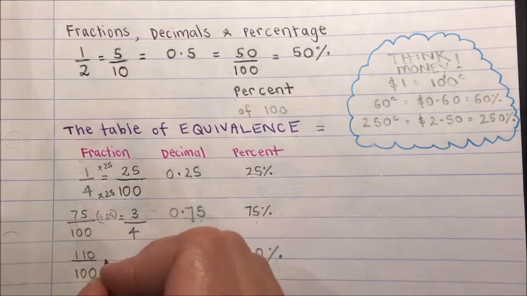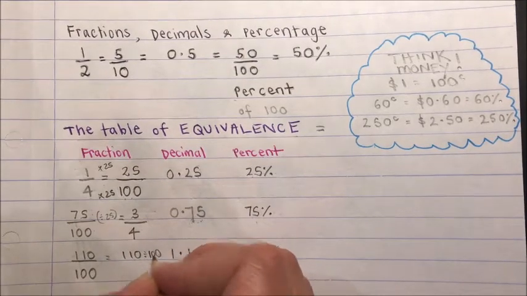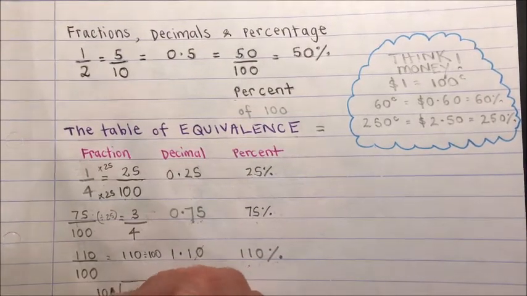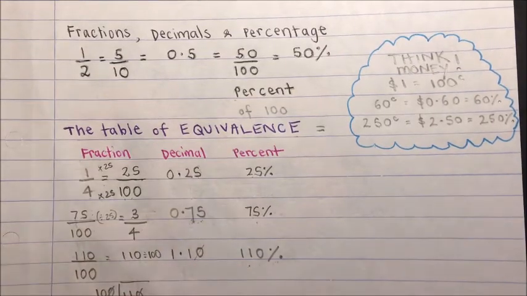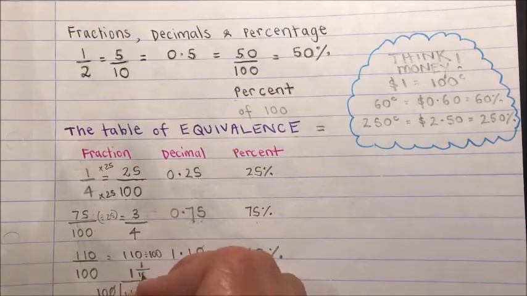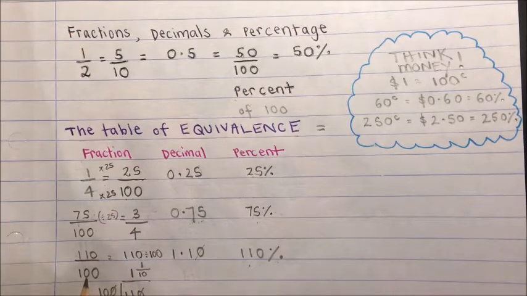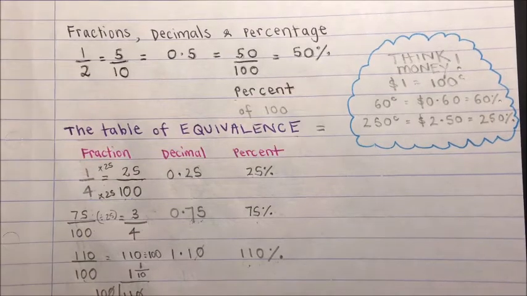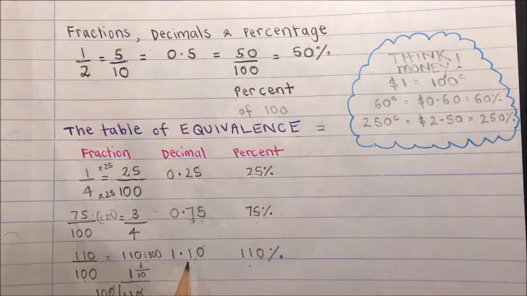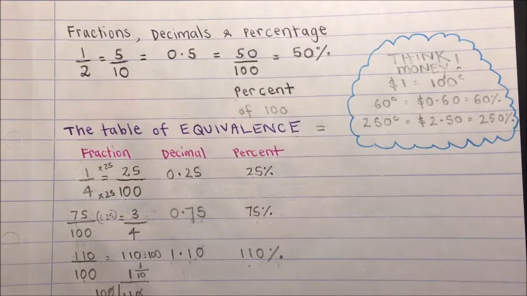I know that also means it's 110 divided by 100. I could get rid of that, and I could get rid of that. 10 goes into 11 once, remainder 1. So 1 over 10. Happy days? So expressed as an improper fraction, it's 110 hundredths. Expressed as a mixed number, it's 1 and 1/10. Expressed as a decimal, it's 1.1. And expressed as a percent, it's 110%. Just a little bit of a reminder about that.